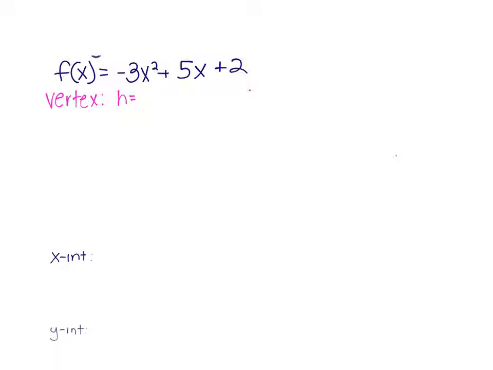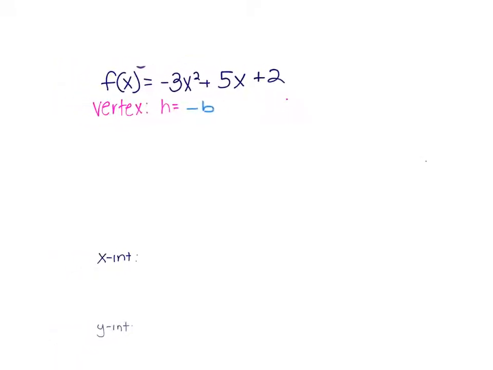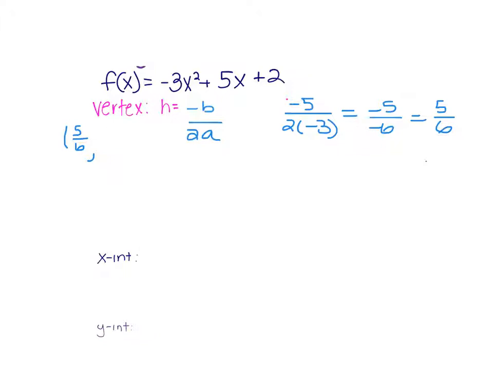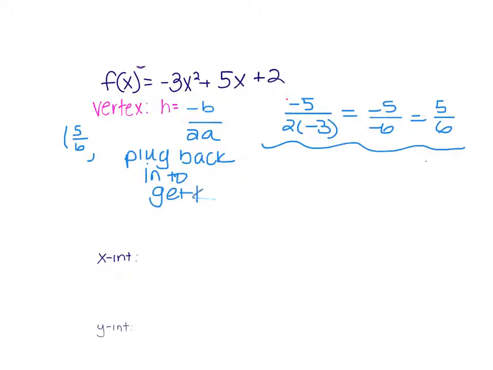To find the vertex using the other method, you do negative b over 2a to get your h. So in this case, I'd get negative 5 over 2 times negative 3, which is negative 5 over negative 6, or positive 5/6. And that's the x coordinate of my vertex. Then I take that and plug it back in to get the k.